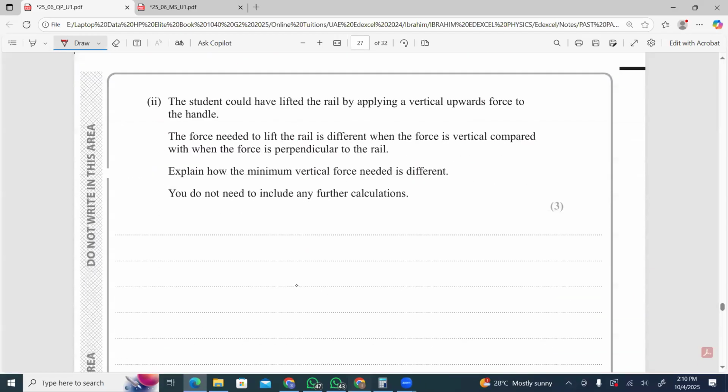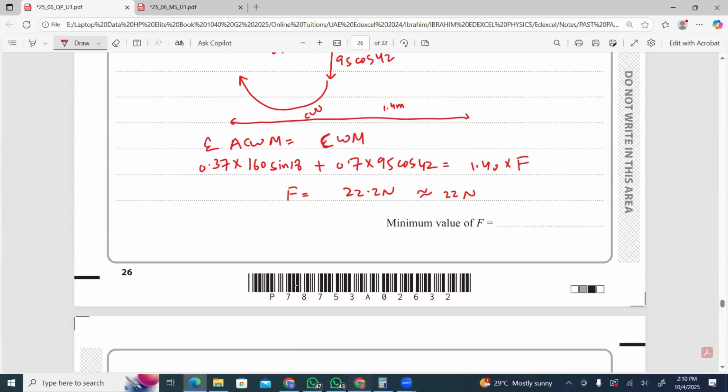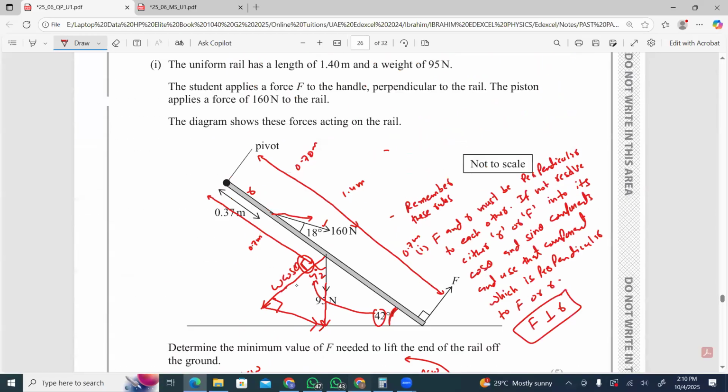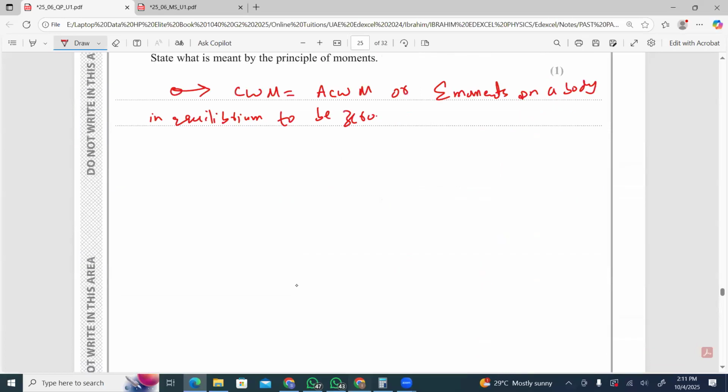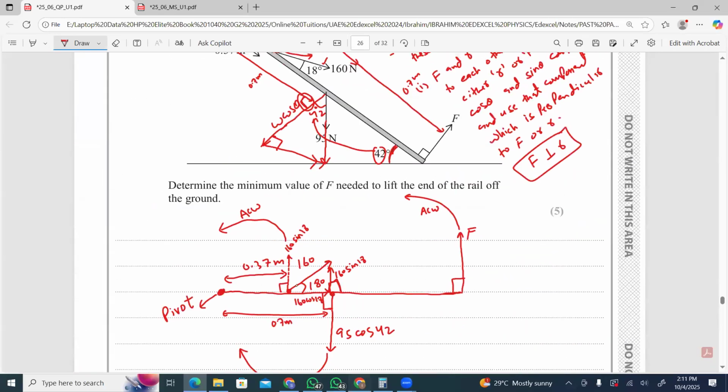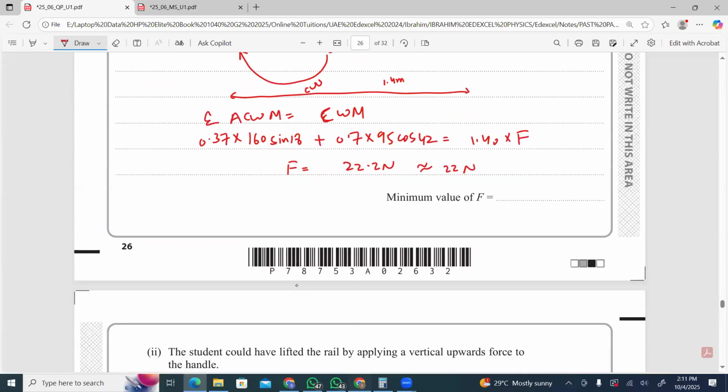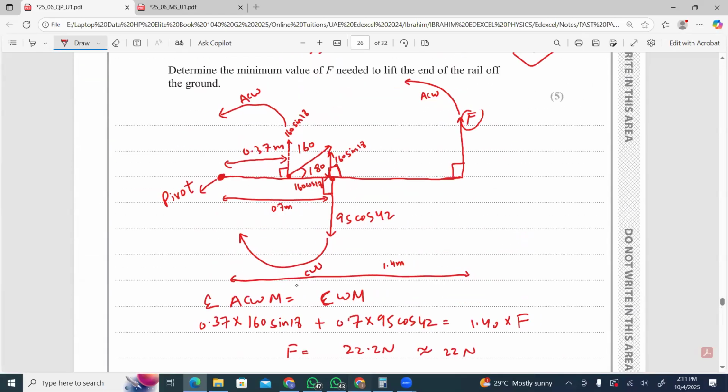The student could have lifted the rail by applying a vertical upward force to the handle. The force needed to lift the rail is different when the force is vertical compared with when the force is perpendicular to the rail. So what it is actually saying is that this force is currently at perpendicular, and if you apply this force like this to lift the handle, or this way, what will happen? So this is the question.